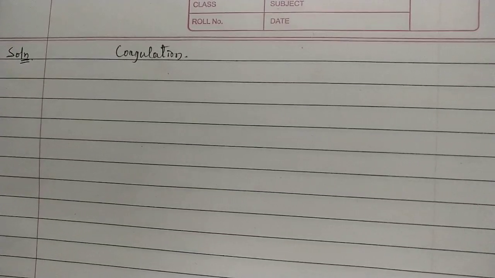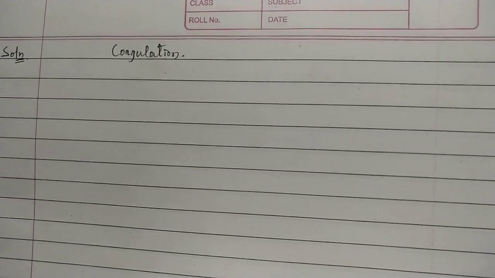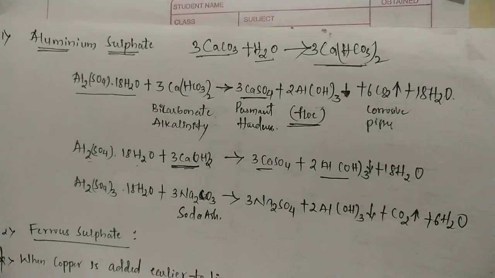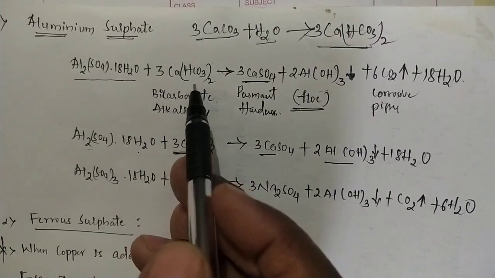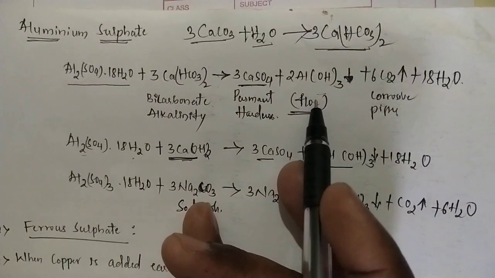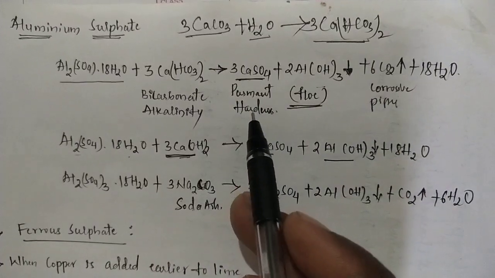Of those five coagulants, the most important coagulant used in the water treatment plant is what? The alum, that is aluminum sulfate. So aluminum sulfate is an important coagulant we are going to use in the water treatment plant. As we discussed, when we add alum to the water sample, it reacts with the bicarbonates present in the water sample and forms a floc, that is aluminum hydroxide, and also liberates carbon dioxide and calcium sulfate.